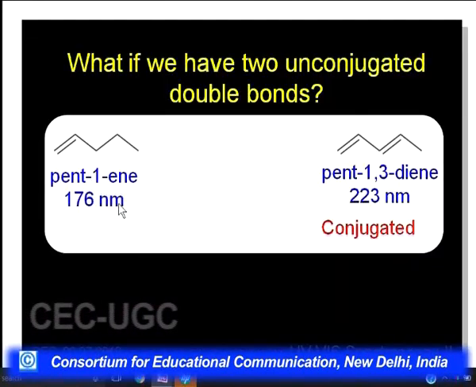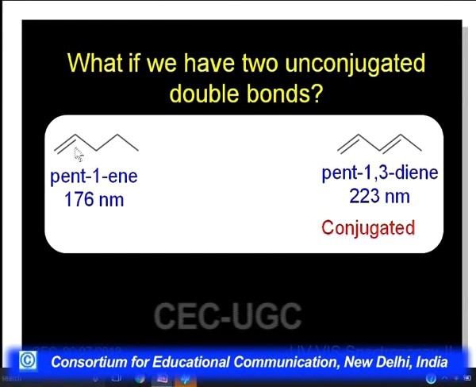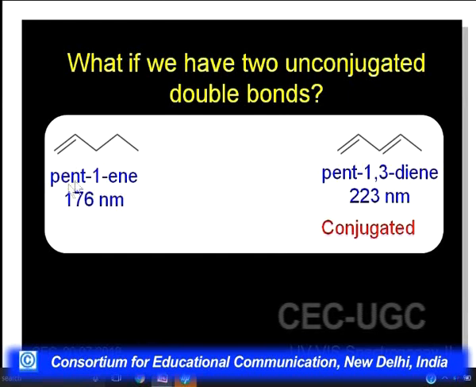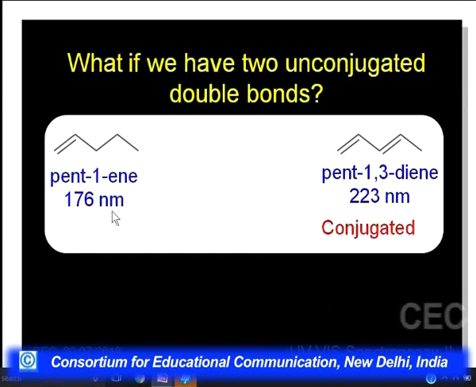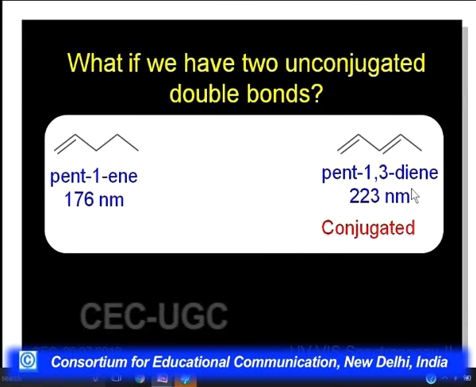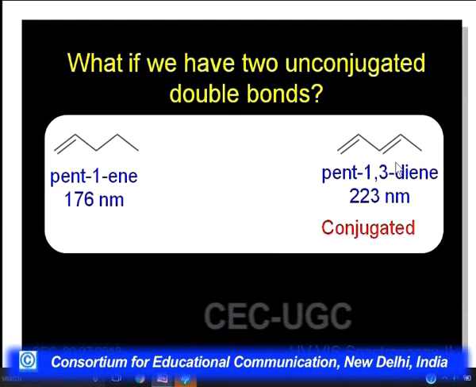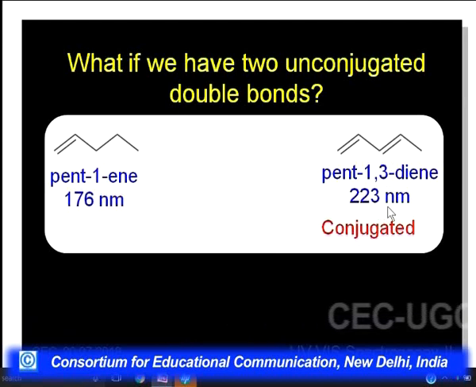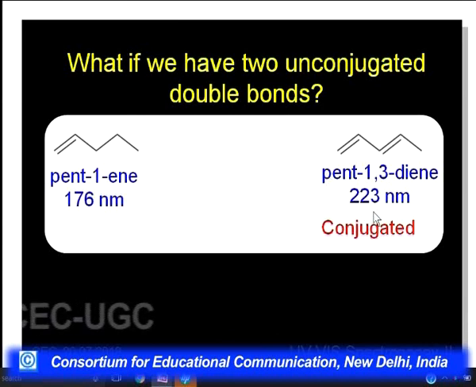Okay, let's continue from here and see what will happen if you have two unconjugated double bonds. What happens in such a case? Let's take an example. Say I have pent-1-ene. This is only a single double bond. It absorbs at 176 nanometers, outside the UV range. And if I have pent-1,3-diene, it is a conjugated system, and we find that the lambda max becomes 223. It's a very significant change from here to here.